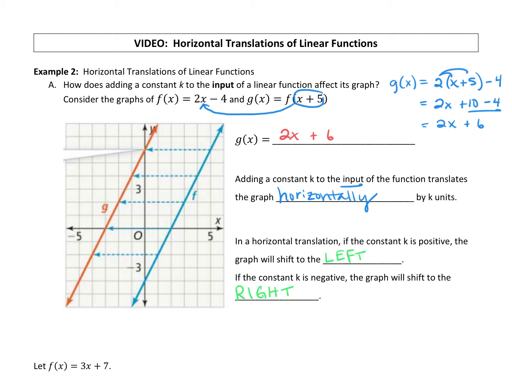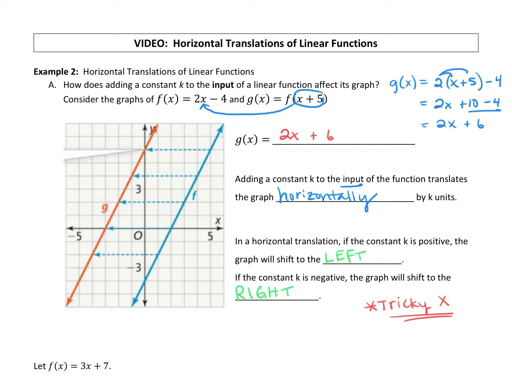All right, so this is what I call your tricky x. It seems opposite of what it should be. If we're adding in a 5, we're told right here we actually shift to the left in the negative direction. If we are adding a constant that's negative, so it might look like x minus 5, we would actually shift to the right. So just an easy little thing you can remember is that the x is tricky.